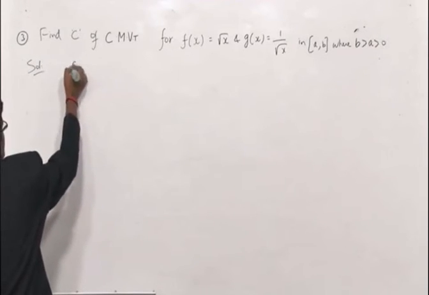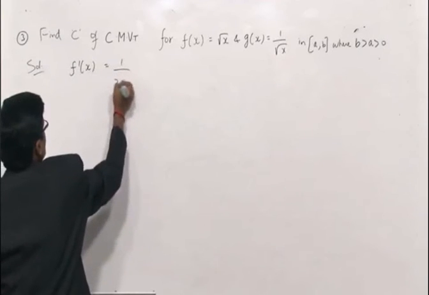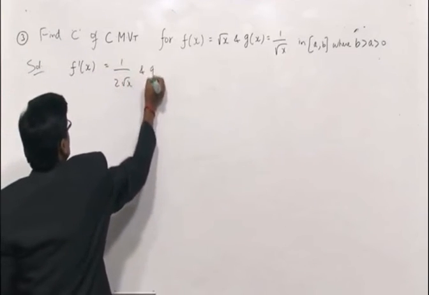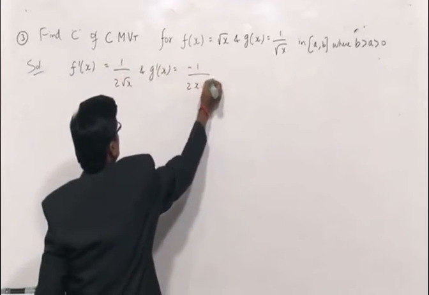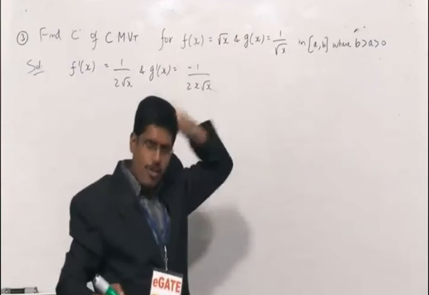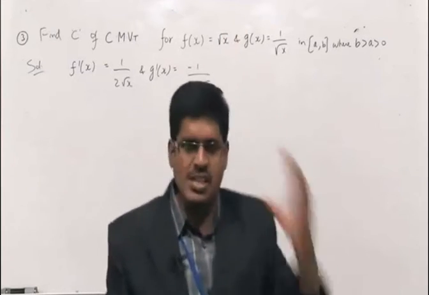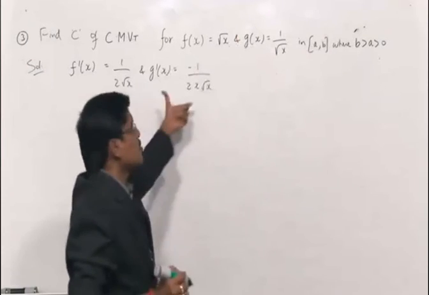I am going to directly find f'(x). The derivative of √x is 1/(2√x), and g'(x) is −1/(2x√x). Just convert first into x to the power n form. The derivative is n times x to the power n − 1. Simplify, then you will get these two expressions.